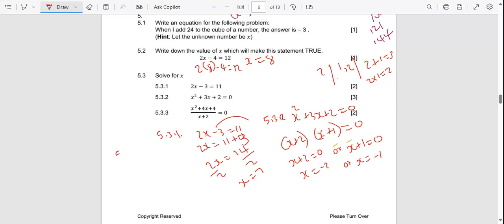Write it here. x squared plus 4x plus 4 equals 0. We're going to factorize. Factorization is needed here. I'll open my brackets. Everything equals 0. x plus, x plus 2. Factors of 4.